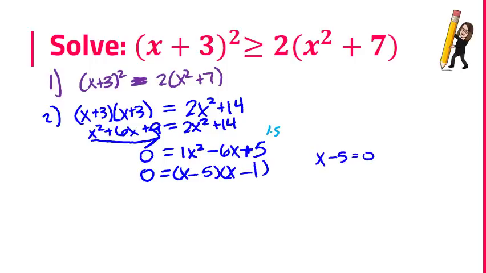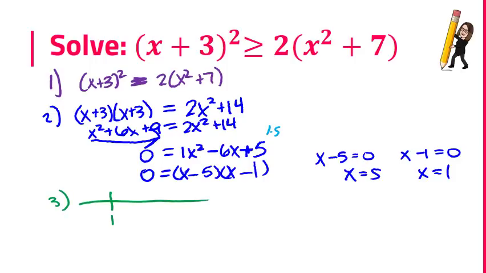If I refoil, I'm comfortable with that answer. So I'm going to set each factor equal to 0. So we get x equals 5 and x equals 1. All right, let's set up our possible intervals. I have a 1, I have a 5. So for this test interval, I'm going to use 0. For this test interval, I'm going to use 2. This test interval, I'm going to use 6. Okay? You can choose any number in the middle, or off to the right, or off to the left. So your test numbers might look different than someone else's, but they should still hold true.